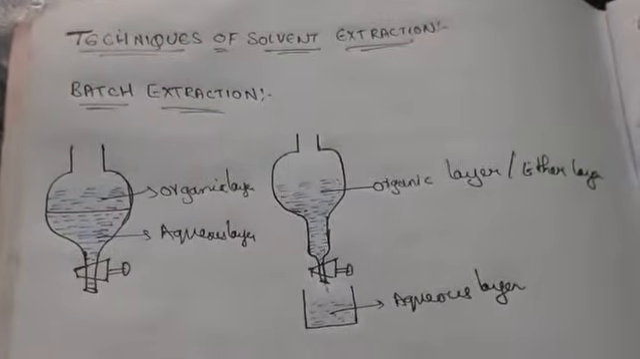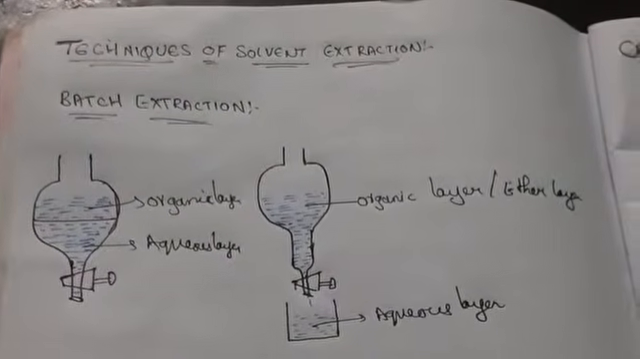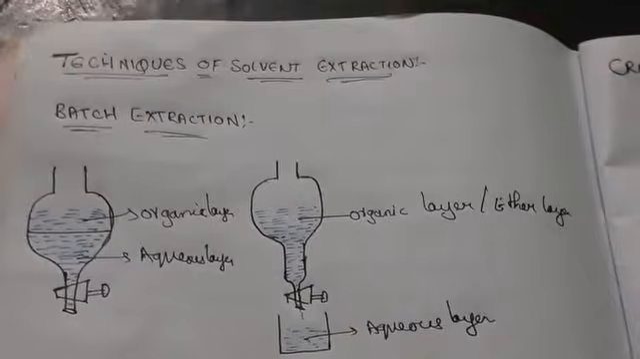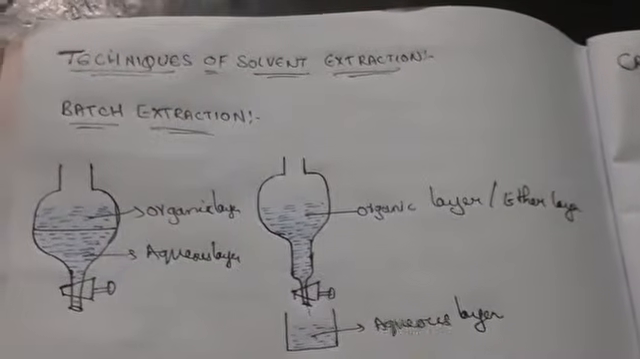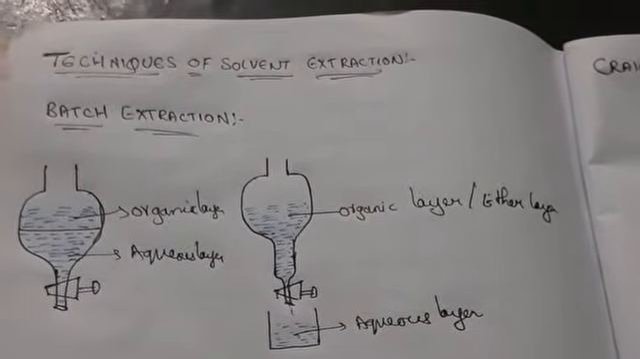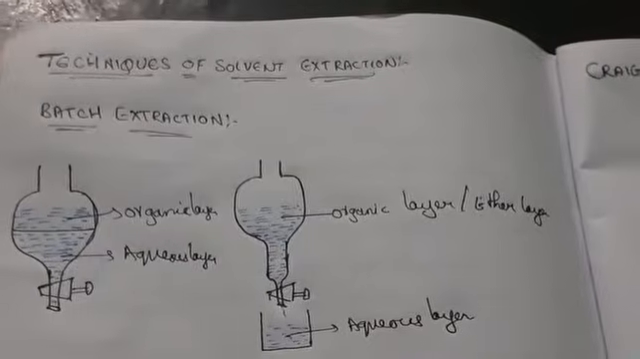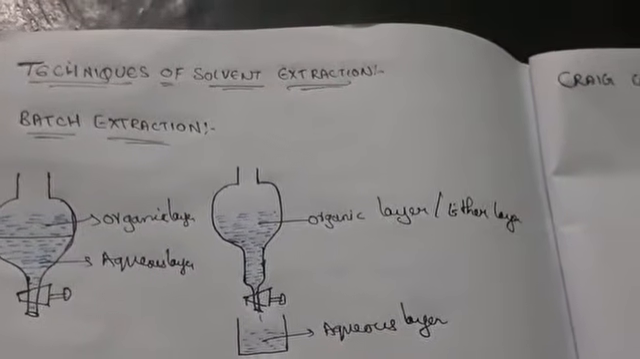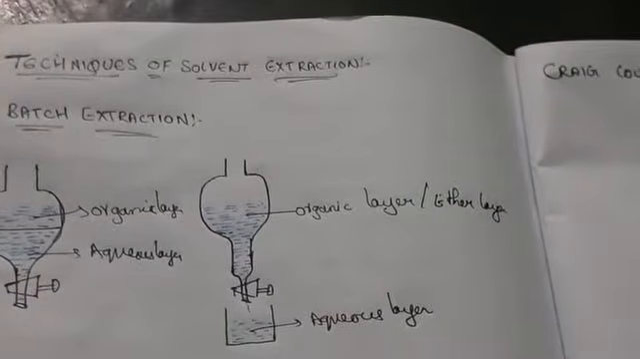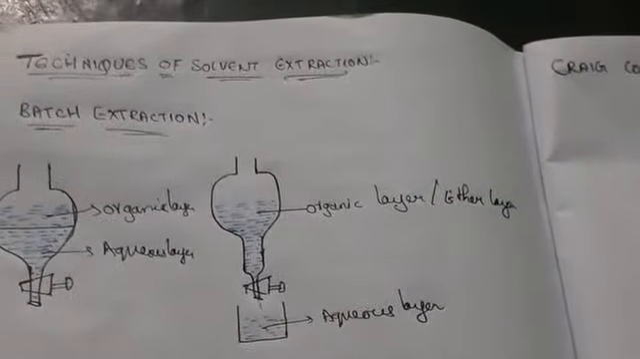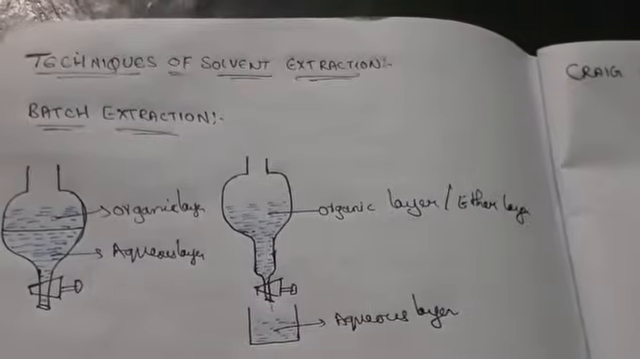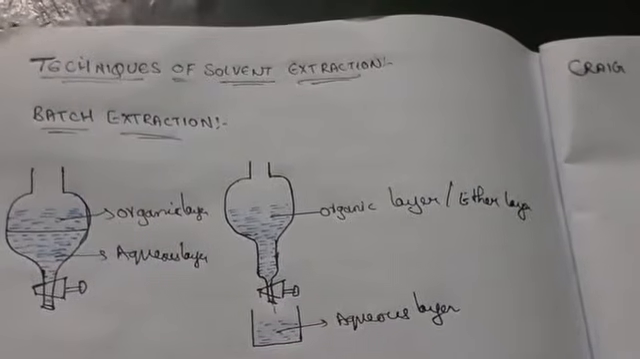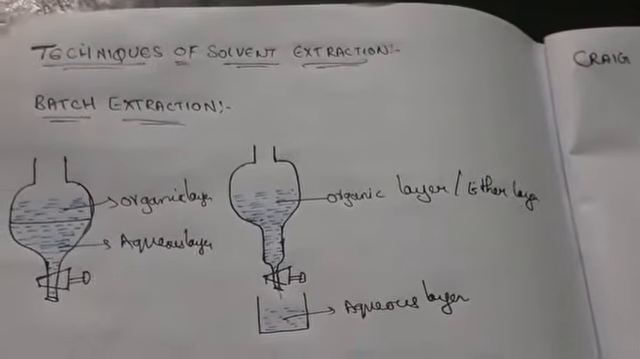Hello students, in the previous class we have seen the principle and introduction of solvent extraction. So what do we know solvent extraction means? Solvent extraction is nothing but the separation of two layers in a mixture. That is what we call solvent extraction. Today we are going to discuss the techniques of solvent extraction.